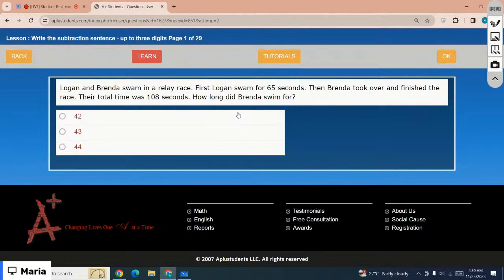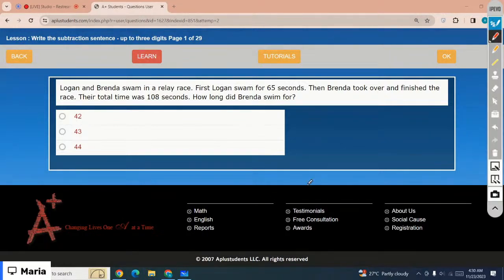That means you have to subtract 108 minus 65, right? So let's just subtract 108 minus 65. 8 minus 5 is 3. So you cannot subtract 6 out of 0. You need to borrow 1. That makes 10. 10 minus 6 is 4. And you have 0. That is 43. That means Brenda swam for 43 seconds. The correct option is 43.